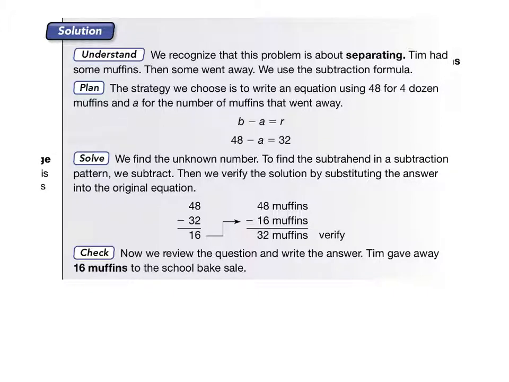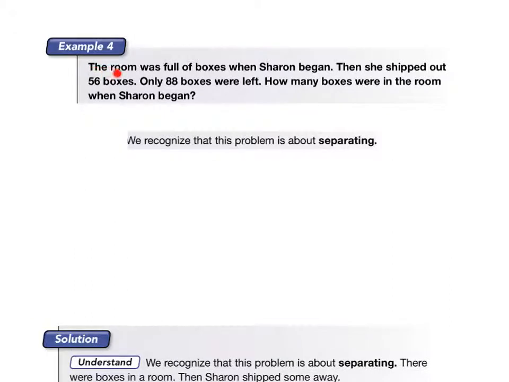All right, let's do one more. Okay, example 4. The room was full of boxes when Sharon began. Then she shipped out 58 boxes, so that should be a clue. She shipped out, that means she gave them away. And then she only has 88 boxes left. So how many boxes were in the room when Sharon began? So we know that this is a separating problem. We just have to fill in our formula with these numbers. All right, so let's look at our solution.